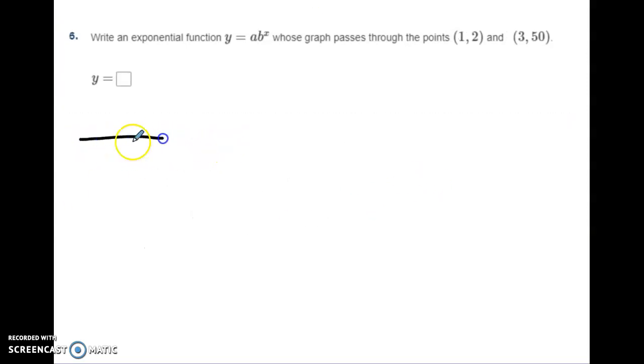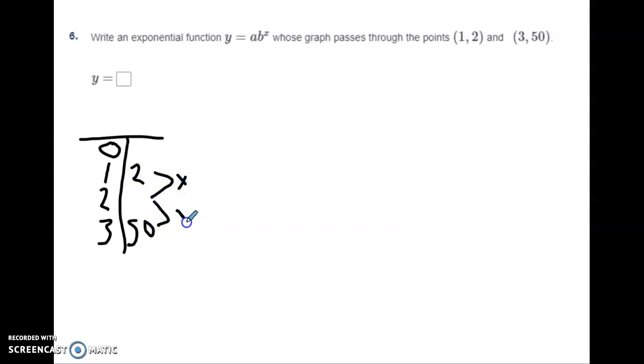Number 5, going to do the same thing. So we know the points 1 and 3. So I want to figure out what the 0 term is. I'm going to put a placeholder in there for 2 because we're going to need to know that. We know that at 1 it's 2, and at 3 it's 50. So now I have to think, I've got to multiply 2 by some number x, and then multiply it by the x again to get 50.